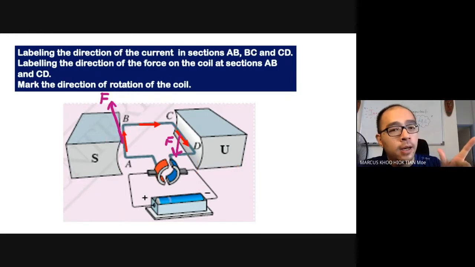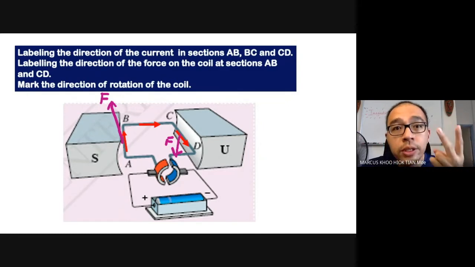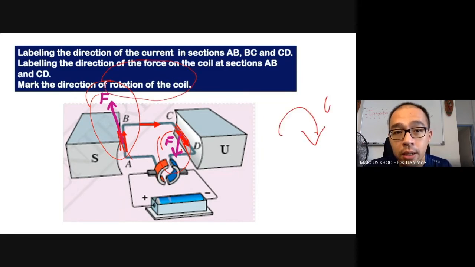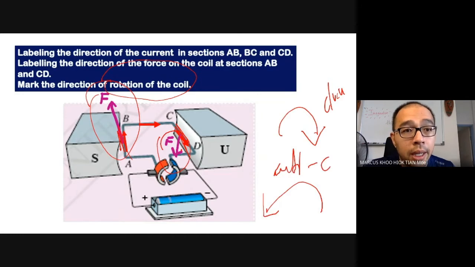So, again, we use the same two methods to determine the force. Okay, except that now in a coil, when you have the two forces figured out, on this part and this part, then only you can determine the rotation of the coil, whether it is going clockwise, mengikut arah jam, or anti-clockwise. Okay, anti-clockwise is melawan arah jam.